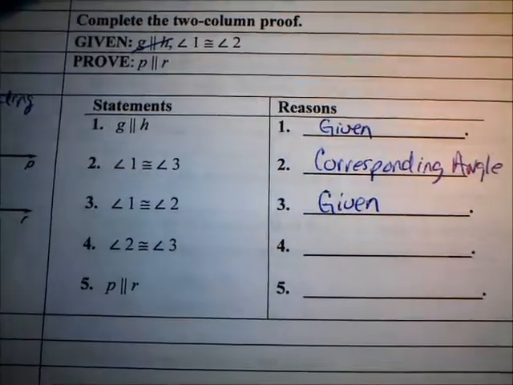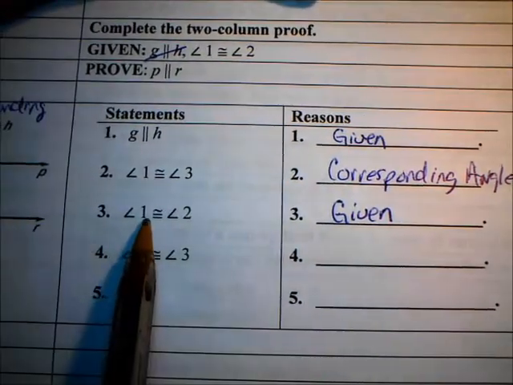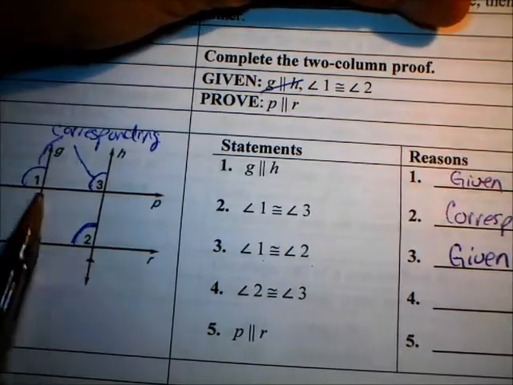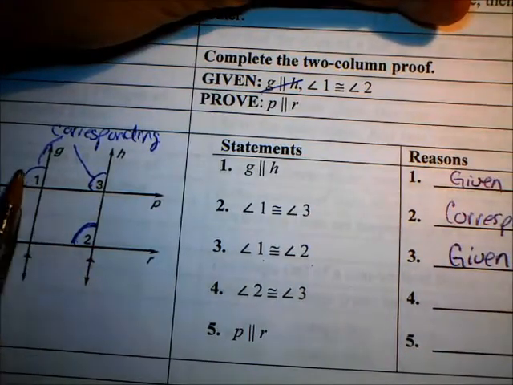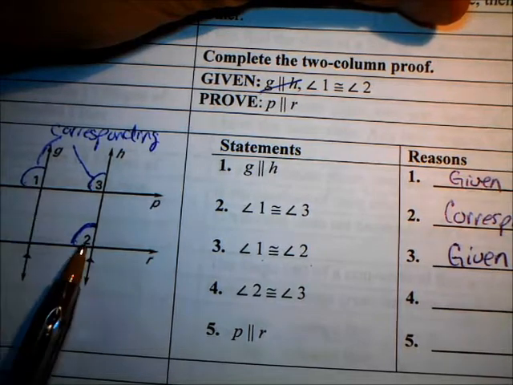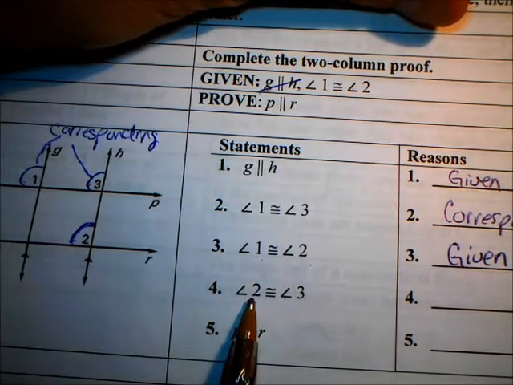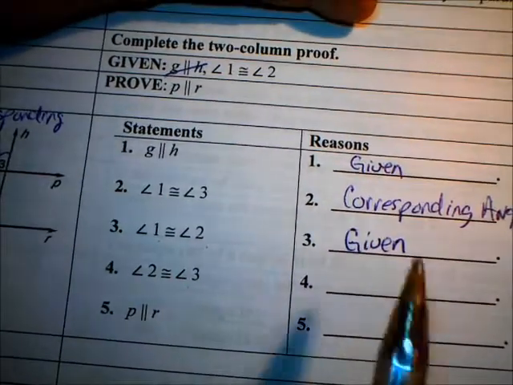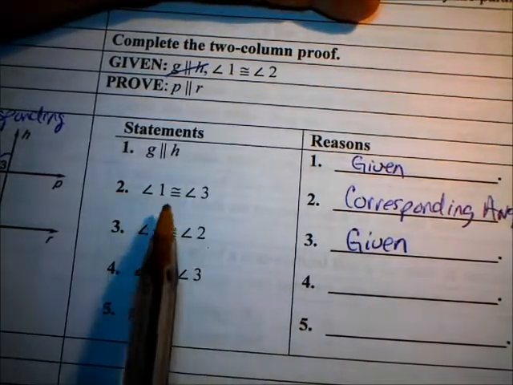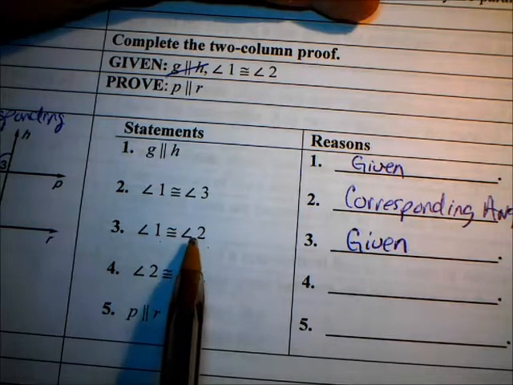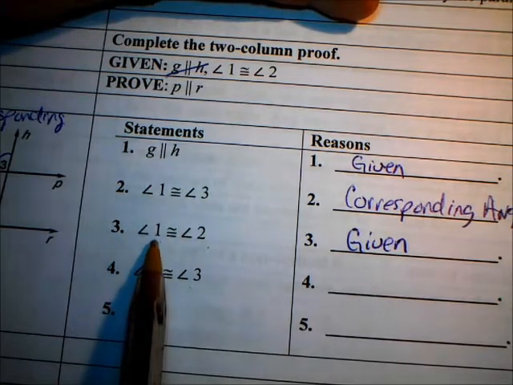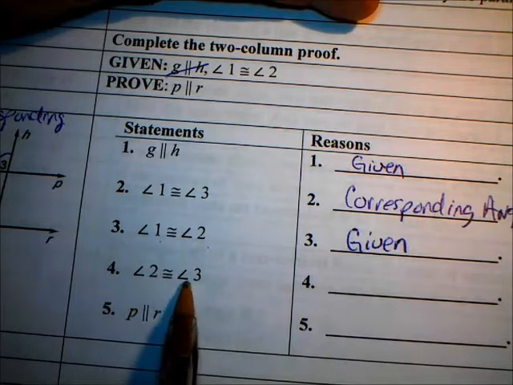Then the given is saying that 1 is congruent to 2, and realize there is no relationship between them whatsoever, saying 1 is congruent to 2. But here it has on step 4, 2 is congruent to 3. If I look above, it says that 1 is congruent to 3 and 1 is congruent to 2, so 2 and 3 are both congruent to the same exact angle. Therefore 2 and 3 have to be congruent to each other.